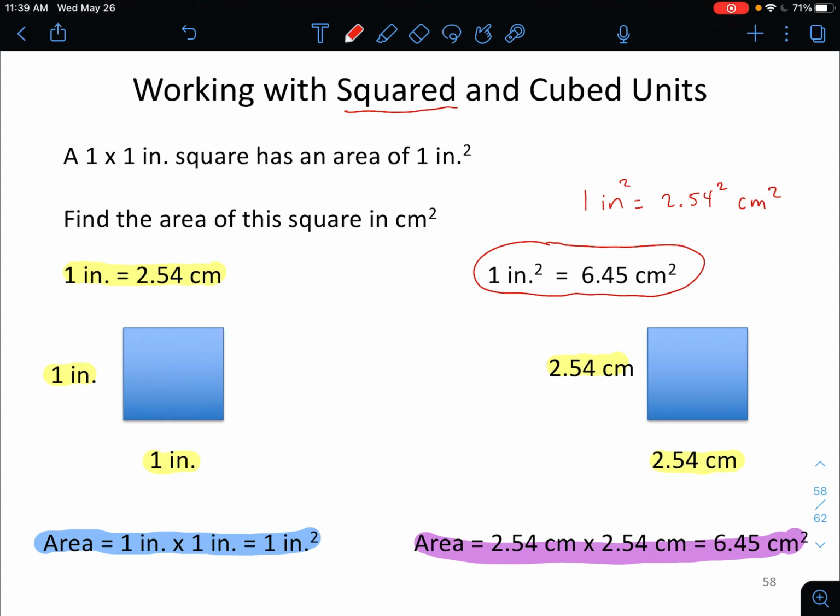So all we really need to do when we're working with squared units is square the entire conversion factor, including the numerical values. And if it were cubed, we do the same thing. We would just cube the entire conversion factor. So rather than learning a new conversion factor of 6.45, we just know if we're dealing with a squared unit, we square the conversion factor for converting that squared unit. If we're using a cubed unit, then we cube the conversion factor for that unit.